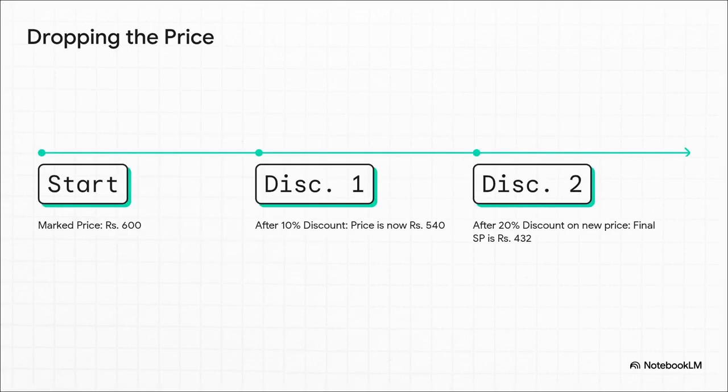This shows it perfectly. You start at 600 rupees. The first 10% discount comes off that price, bringing it down to 540 rupees. But here's the key. The second 20% discount is calculated on the new price of 540, not the original 600. So that brings the final selling price all the way down to 432 rupees.